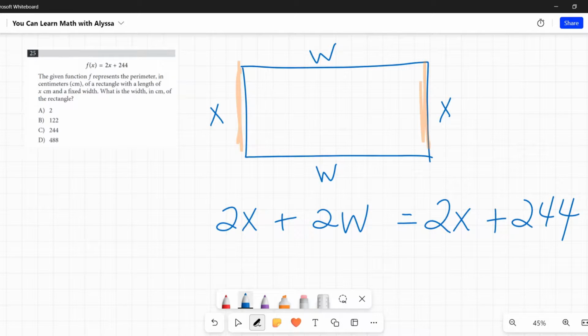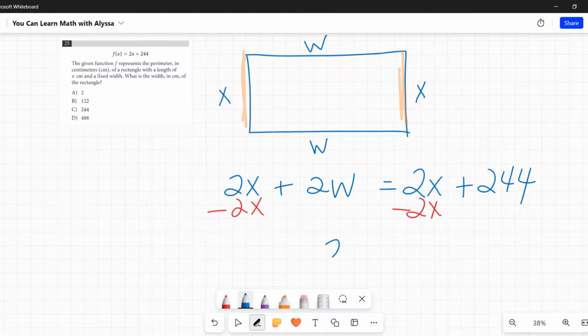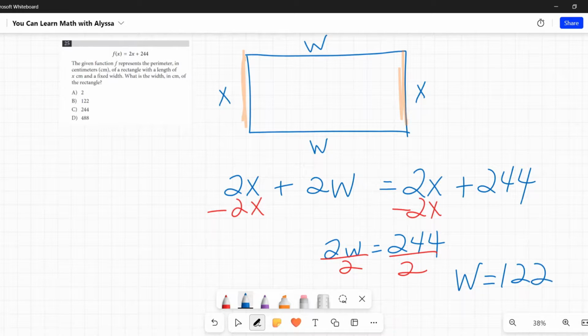Those 2 x's are going to cancel out. I can show you that by saying if I subtract 2x from the left, I need to subtract 2x from the right. And now they're both gone on both sides. And I am left with 2w equals 244. To solve for w, I need to divide both sides by 2. And I get that w is equal to 122. And that's it. B is my answer.